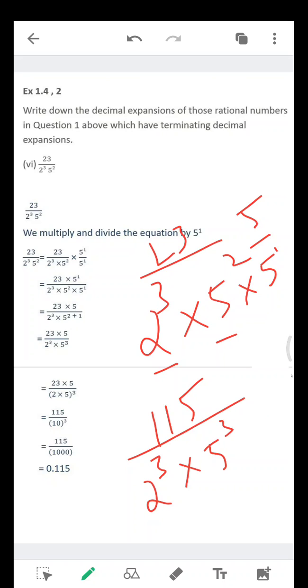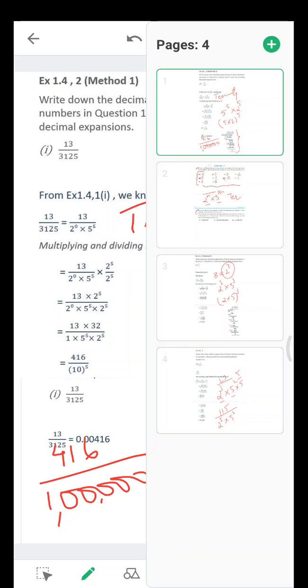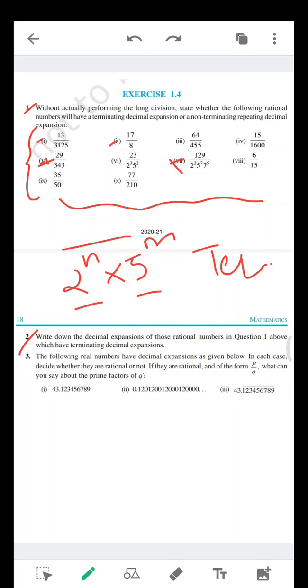So this should be done only for terminating decimal expansion. This is not possible for non-terminating repeating decimals, so you have to leave those. So in this question, leave the ones which are non-terminating repeating, skip those questions, and solve all the fractions which are terminating, like I solved these 3. The remaining you solve on your own. Thank you.